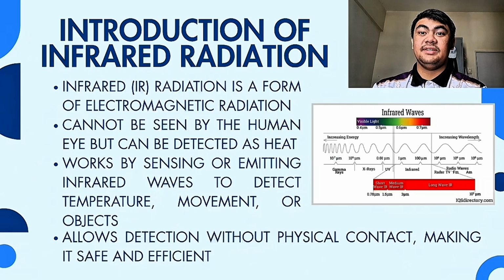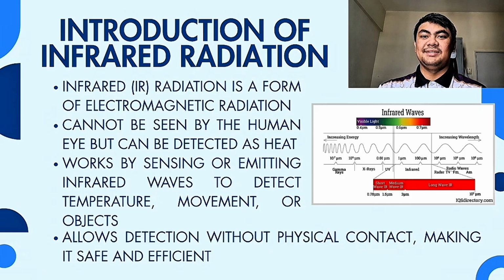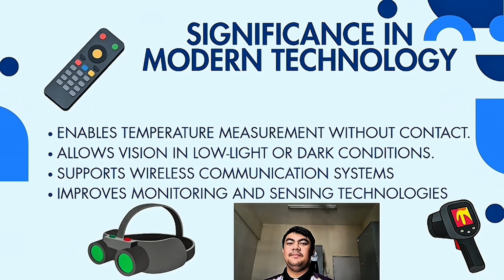Now, what is infrared technology? So, infrared technology is actually based on infrared radiation, which is a type of electromagnetic radiation that is located between visible light and microwaves in the electromagnetic spectrum. Even though the human eye cannot see the radiation, it can be detected as heat because all objects emit infrared radiation. This technology can be used to detect, measure, and analyze temperature without direct contact.